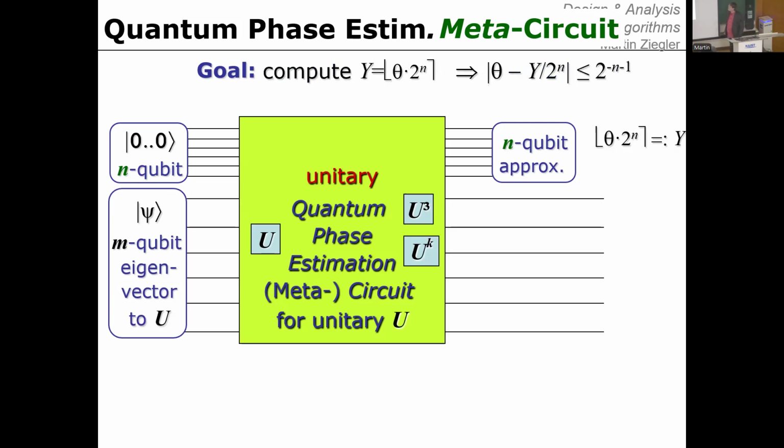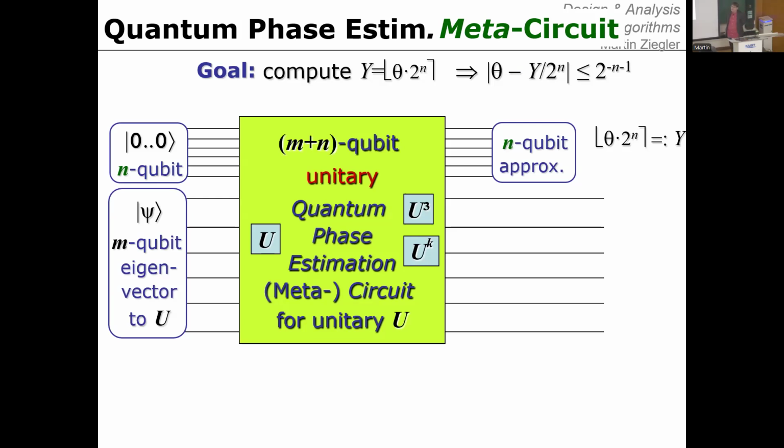So the goal is to calculate this nearest integer y nearest to theta times 2 to the n, which means that y divided by 2 to the n is an approximation to theta, actually up to error 2 to the minus n minus 1, even 1 bit better, but anyway, that's a detail.